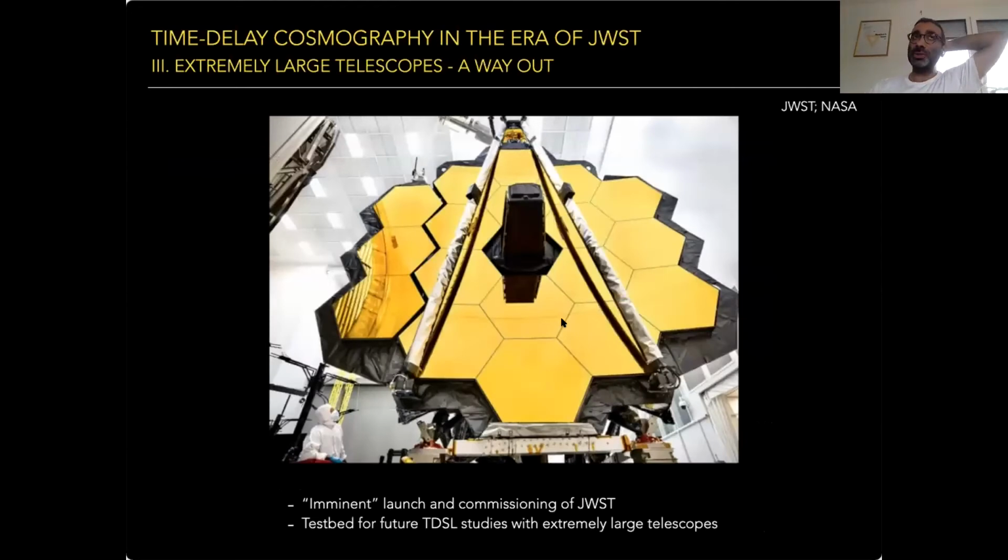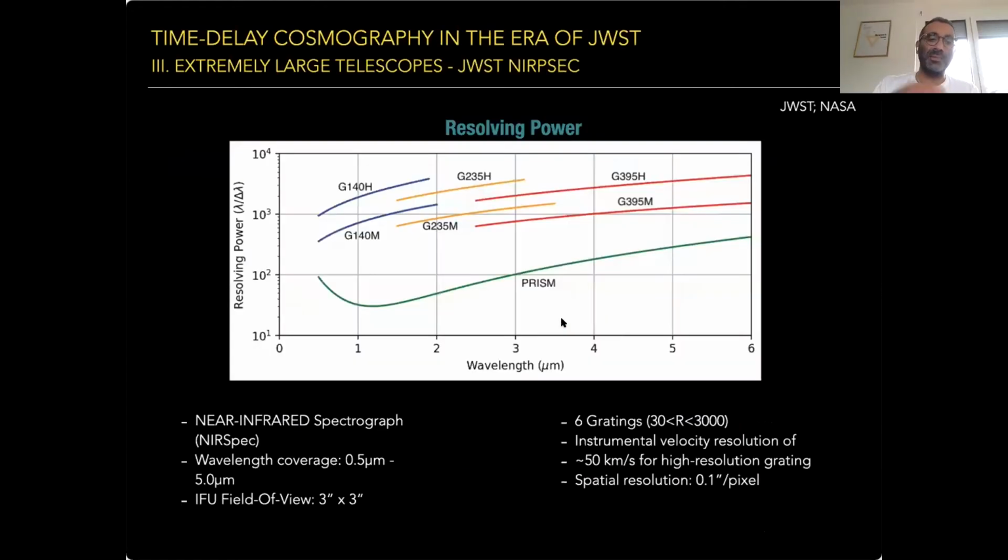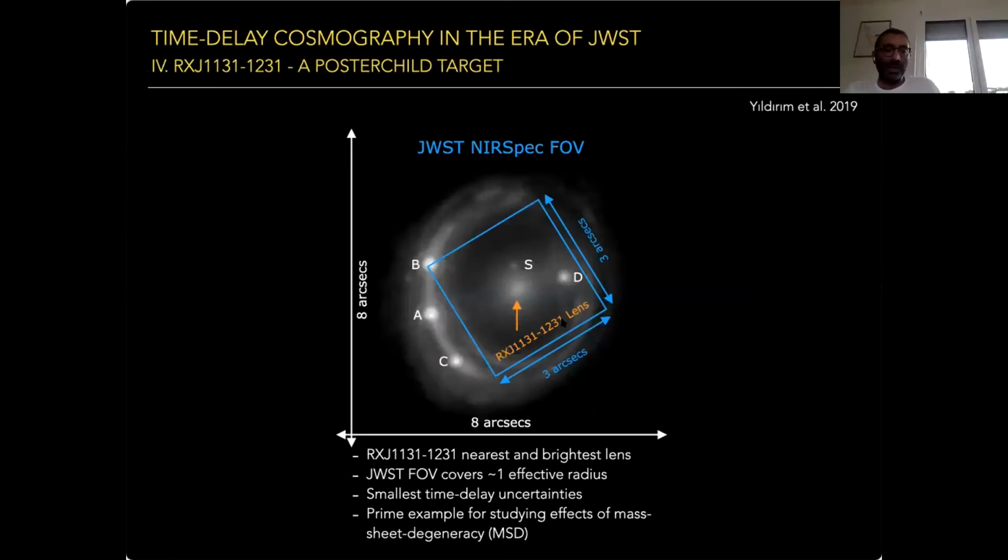And what we did is we tried to do some forecasts with JWST, given the imminent launch. And JWST is particularly suited for this purpose because of its NIRSpec spectrograph, which has a really wide wavelength coverage in the infrared. So you can go ahead and aim for the absorption line features for all these lenses. It also has a wide field of view, which covers everything roughly within the Einstein radius. And it has a great spectral and spatial resolution.